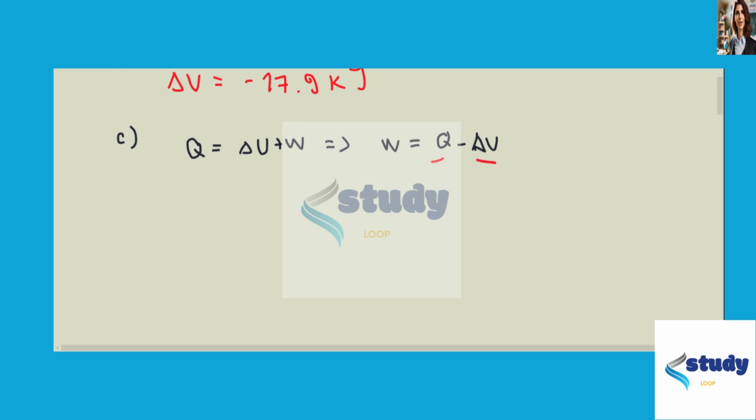So the work done is going to be minus 2.5 times 10 to the fourth joules minus, and then the negative value, 17.9 times 10 to the third joules. When we put these values into a calculator, we obtain that the work done is minus 7.1 kilojoules. So this is for part C of the problem.